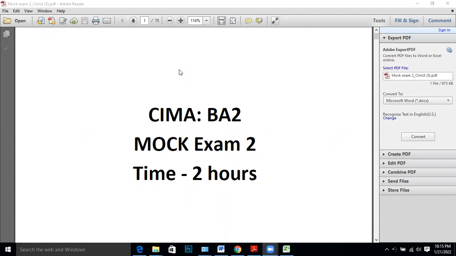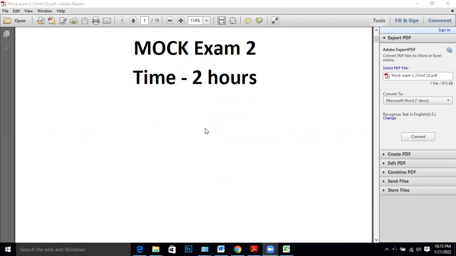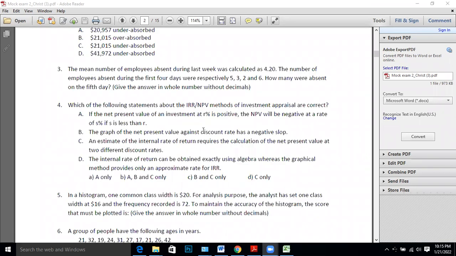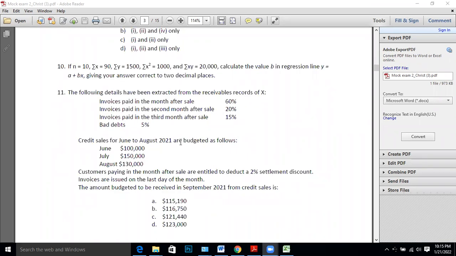Hello students, I have already shared the answers for the first 10 questions of this CIMA BA2 mock exam 2. So let me start with the 11th question now.